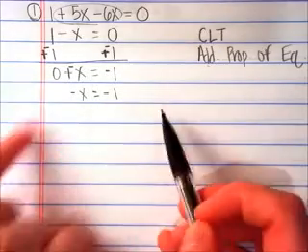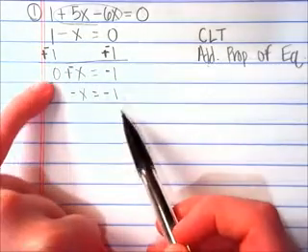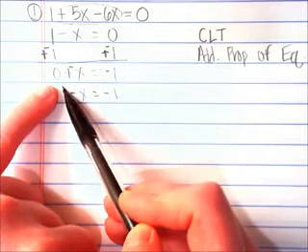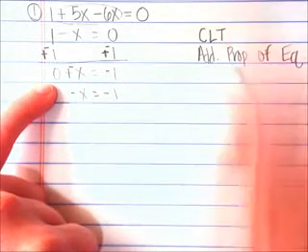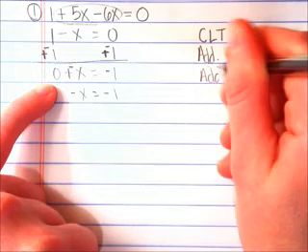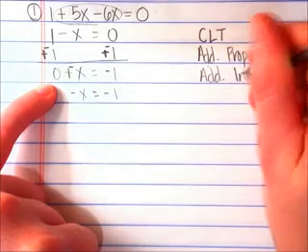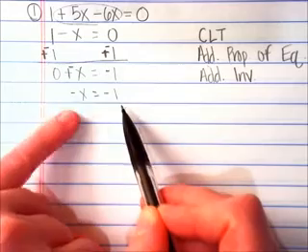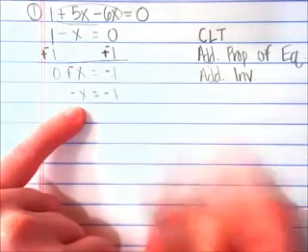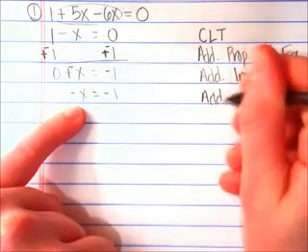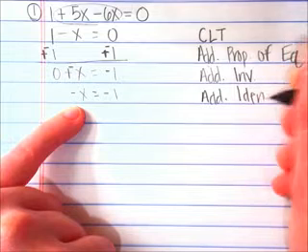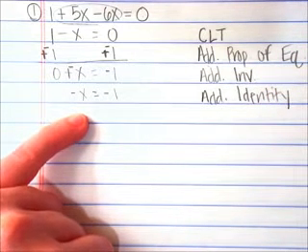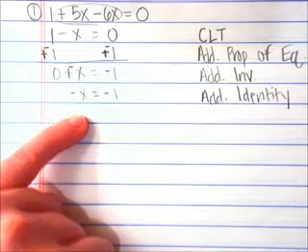So, how did I get to this step from this step? Well, first off, 1 plus negative 1 gave me 0. So that tells me that I'm using the additive inverse property for that one. And then to go from this step to this step, 0 plus anything is anything. That is the additive identity property.